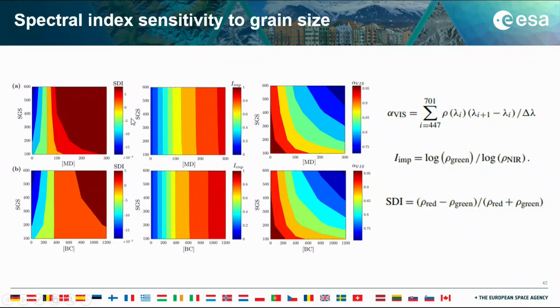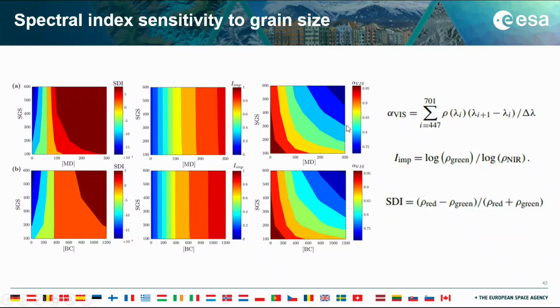So here you have the SDI, the snow darkening index, that is calculated as the difference of red wavelengths and green wavelengths normalized by the sum. And the impurity index is calculated as a ratio of logarithms between the green wavelengths and the near-infrared wavelengths. You will calculate these indices yourselves during the exercise, and you will see what they are reflecting and what they are correlated with.